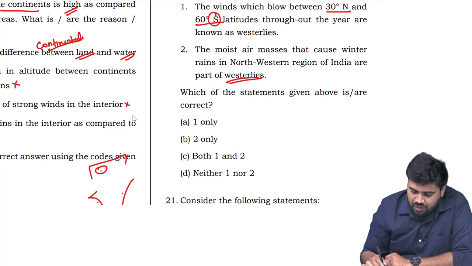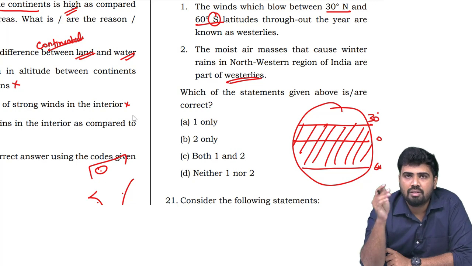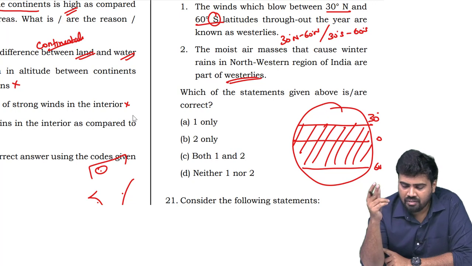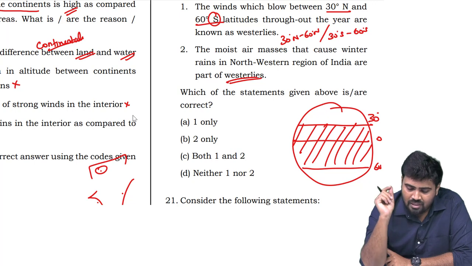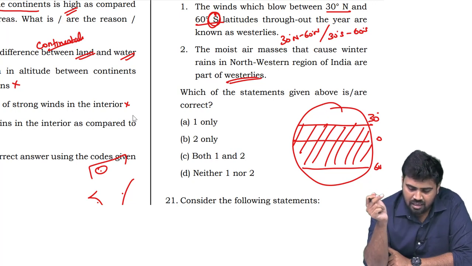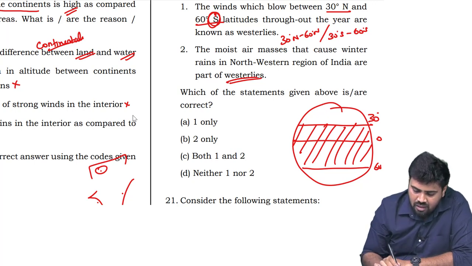Consider this is the equator, 30 degree north, 60 degree south. According to this question, this entire region has westerlies impact. We definitely know it is 30 degree north to 60 degree north and 30 degree south to 60 degree south, but they have given 30 degree north to 60 degree south. Actually, in this region, particularly the equator and tropics, we have the impact of trade winds, easterlies. So the first statement is wrong. This one word, if they had given it as N, it would obviously be correct, but they have given southern latitude, so it is wrong. The moist air masses that cause winter rains in northwestern India are part of westerlies.